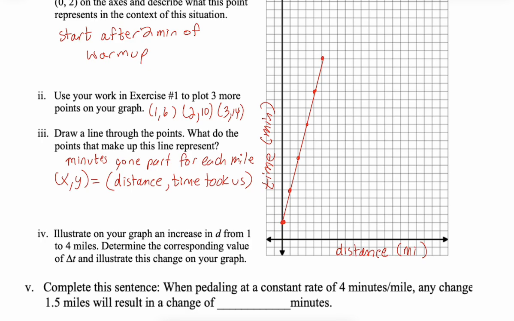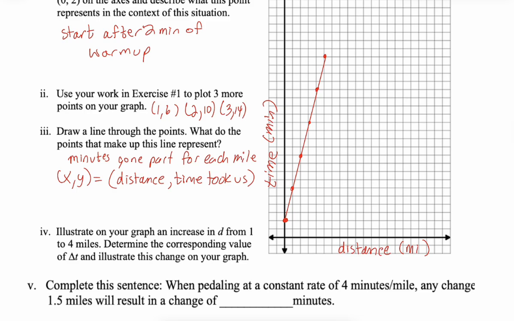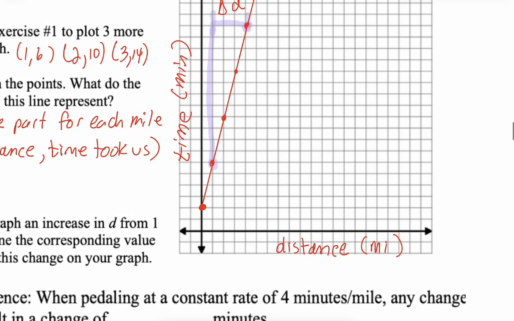It says here, illustrate on your graph an increase of the distance from 1 to 4. So our distance is increasing from 1 to 4. If I start at a distance of 1, that's right here, and then I'm going to a distance of 4, that would be way up here. So that would be this change. This would be our change in time.